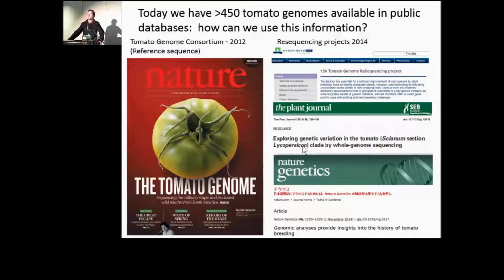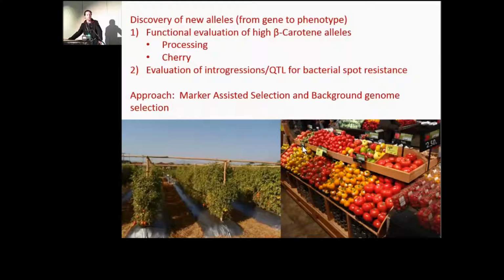So basically the situation is this. In 2012, the first reference genome for tomato became available. In the subsequent 4 years, we gained close to 450 genomes. So the question is, how do we use this information to push our breeding goals forward?